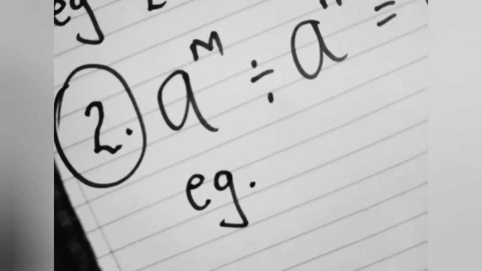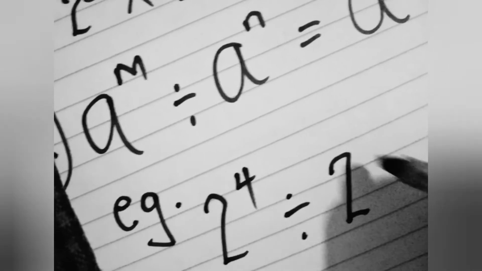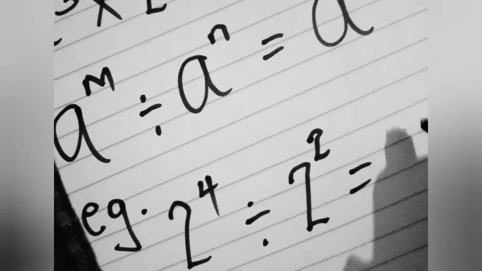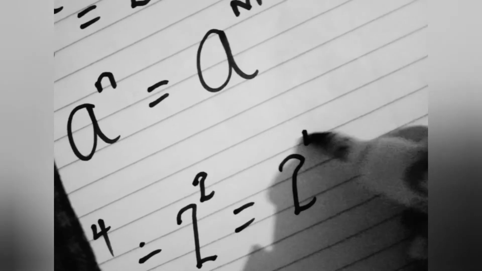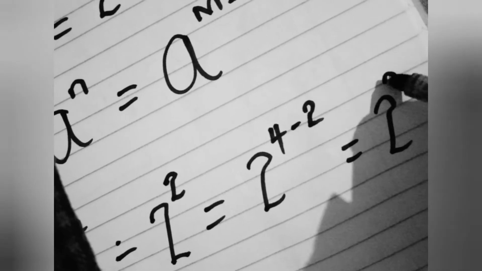I can also give an example of this. You have a number like 2 raised to power 4, divided by 2 raised to power, let's take 2. What you get is 2 raised to power 4 minus 2, and the answer is 2 raised to power 2.